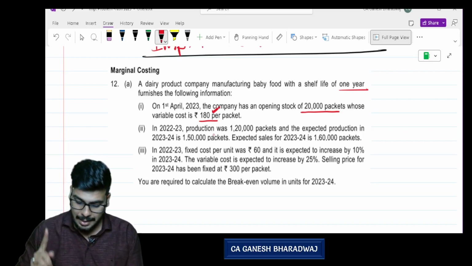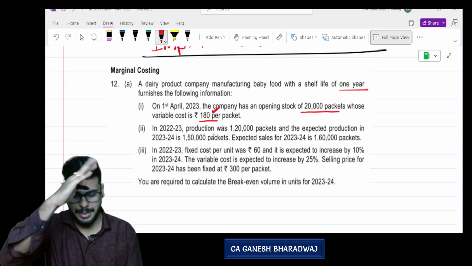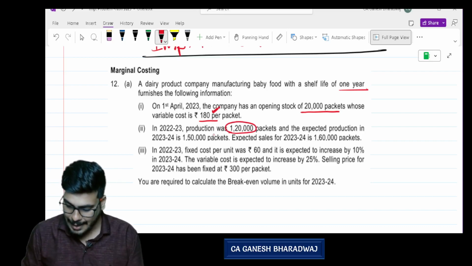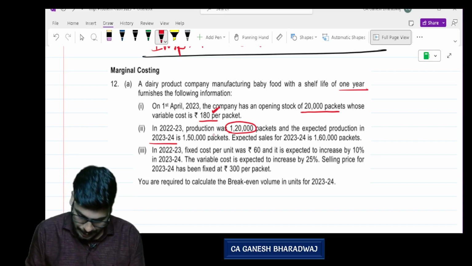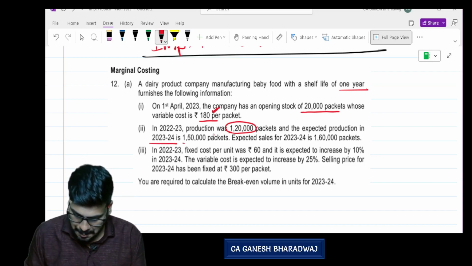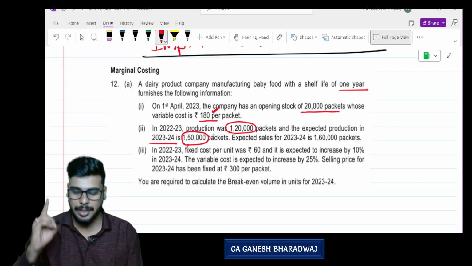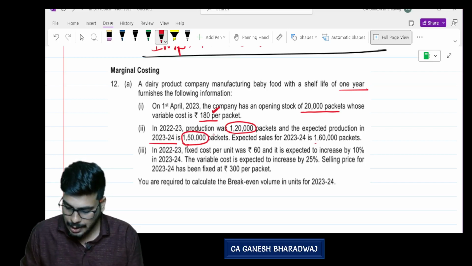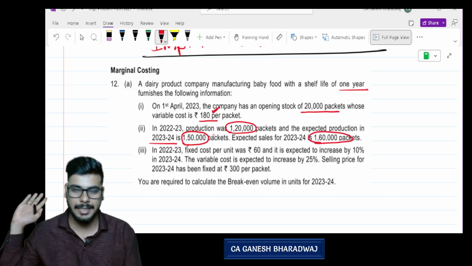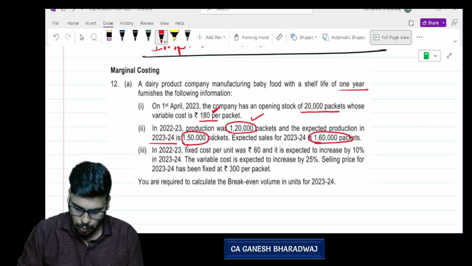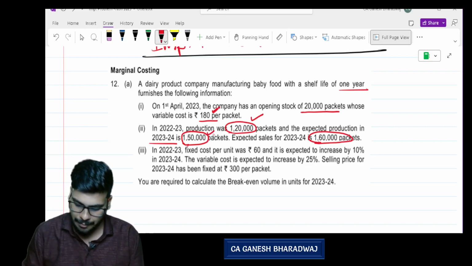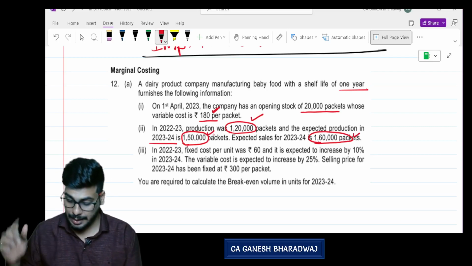Then in 22-23, the previous year, the production was 1,20,000 packets, and the expected production in 23-24, the current year, is expected to be 1,50,000 packets. The expected sales for 23-24 is 1,60,000 packets, right? So last year, the production was 1,20,000. This year, 23-24, they are expecting the production to be 1,50,000 and the sales to be 1,60,000, right?